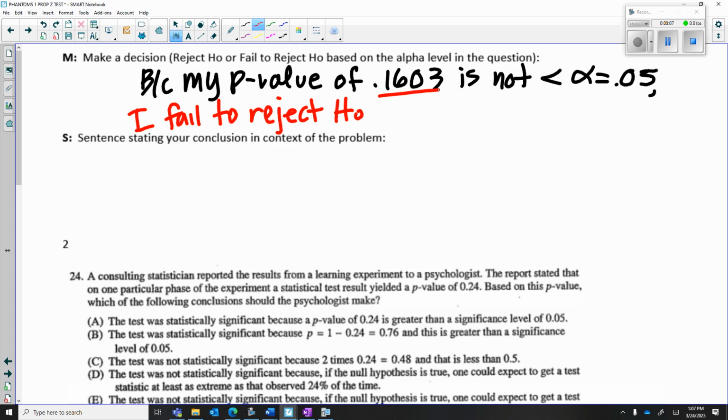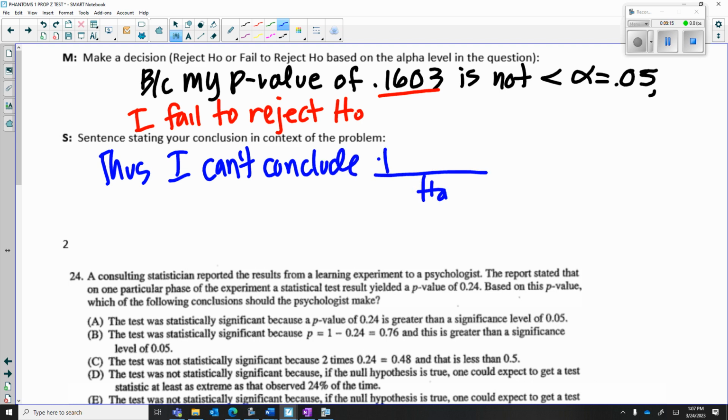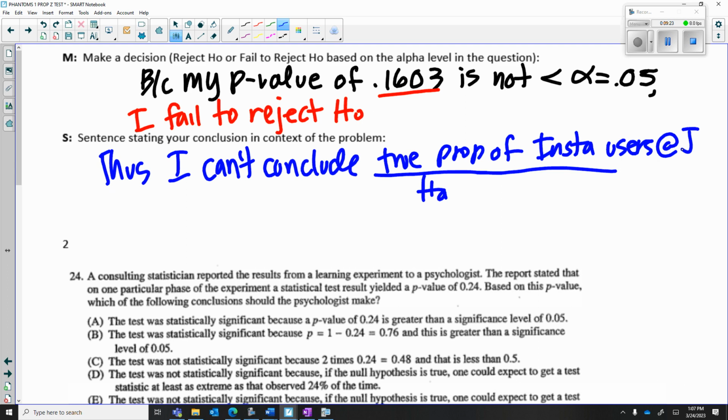So now I just say thus, I can conclude in favor of the alternative hypothesis, which says the true proportion of Instagram users at Joseph School is greater than, is indeed greater than 76%. And we're done.